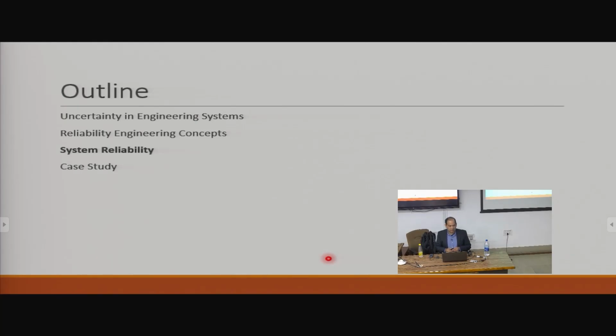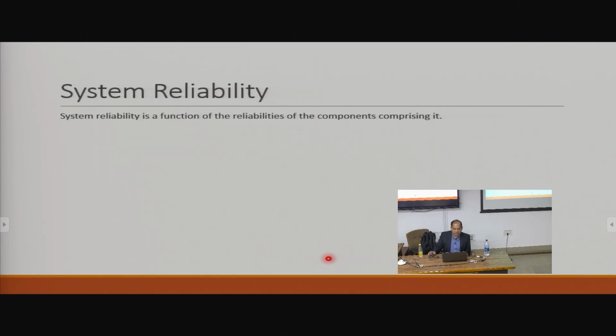So that was just simple concepts about component reliability. Often we're interested in system reliability. You may have seen these concepts, you may not have. So system reliability is a function of the reliabilities of the components comprising it. Okay?